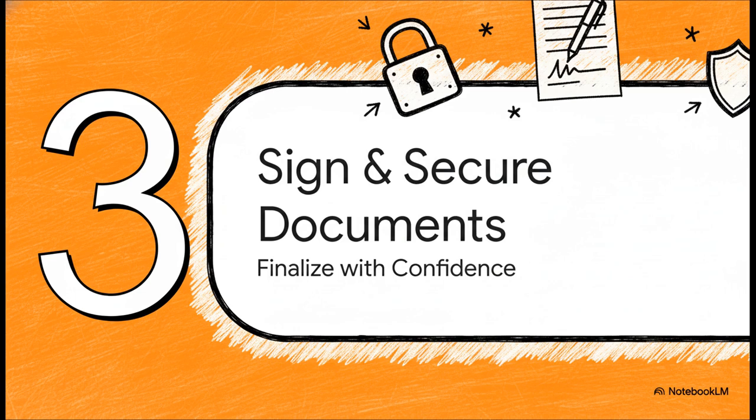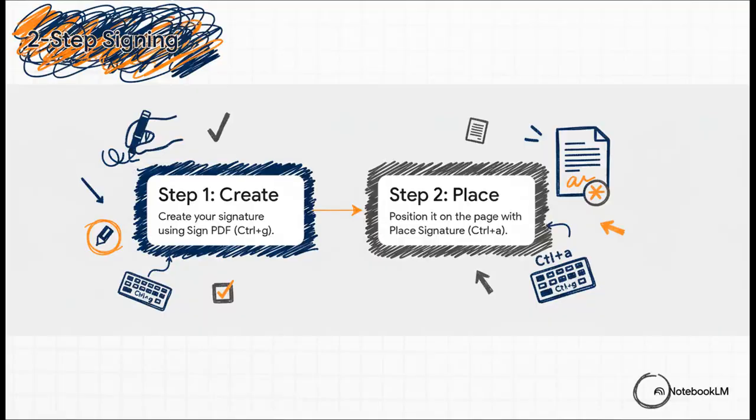Now it's time for those final, crucial steps, signing and securing your documents so you can finalize everything with confidence. Signing documents is just a simple 2-step process. It's super easy. First, use Ctrl+G to create your signature. You only have to do this once. After that, anytime you need to sign something, you just hit Ctrl+A to place that signature right on the page. Create it once, and then you can place it anywhere.